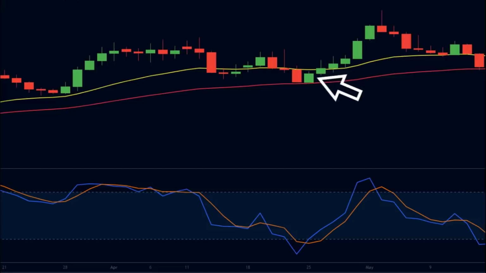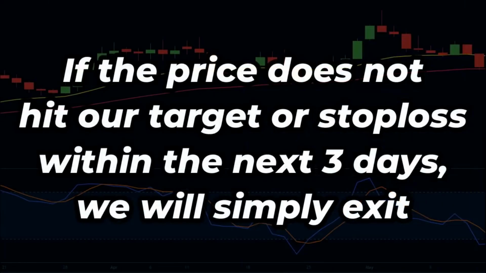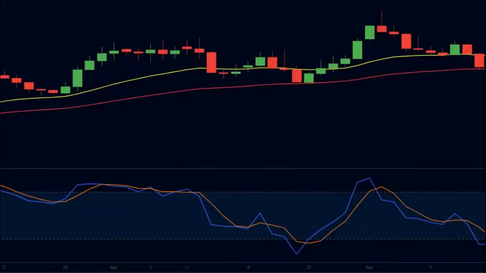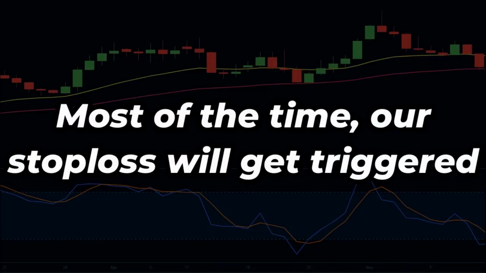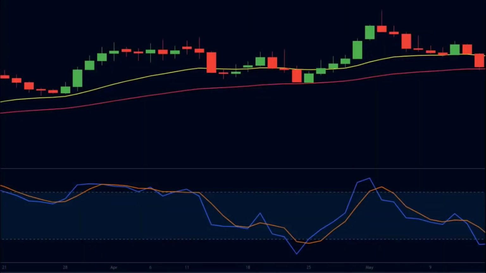On this candle, we finally get a bullish crossover, and we shall buy at the close of the day. We will keep our stop loss below the entry candle, and we will keep a profit target at the risk-reward ratio of 1:1.5. If the price does not hit our target or stop loss in the next 3 candles, we will simply exit at the end of the 3rd candle. This is because our strategy is such that we expect a strong momentum after our entry. If we do not get that momentum within 2 to 3 candles, then most of the time our stop loss will get triggered. So it's better to exit anyway.